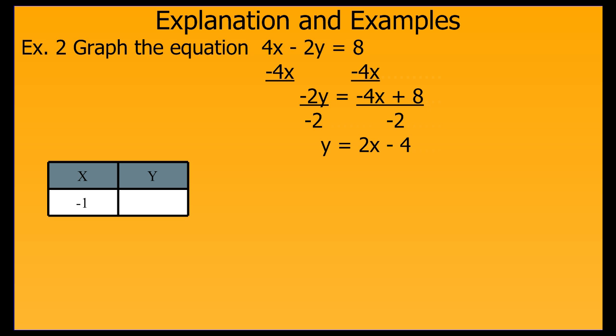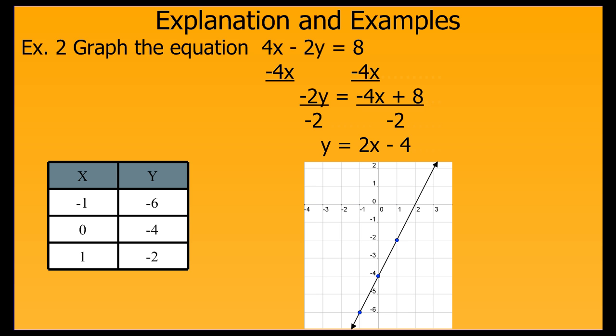Again, I can choose any value of x I want, so I choose something easy like negative 1. When I substitute negative 1 in for x, I get y equals negative 6. Now I try 0 for x, which gives me negative 4 for y. I want a third point just to check, as the likelihood of making a mistake, such that all 3 points are still on a line, is pretty small. I choose x equals 1, which gives me y equals negative 2. Now we plot the points. Then we connect them with a straight line and add arrows to each end.